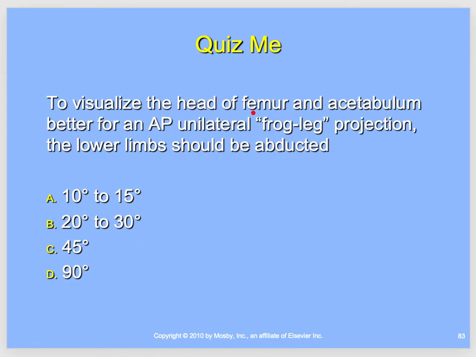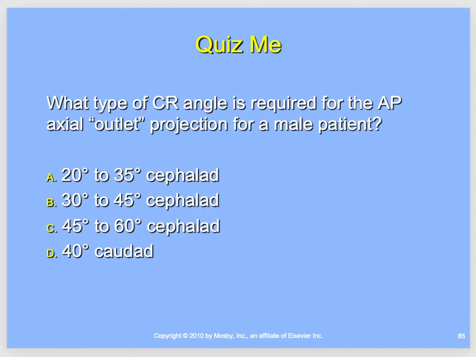So to visualize the head of the femur and acetabulum better, in an AP unilateral frog leg projection, the lower limbs should be abducted how much? To visualize that better, we know that we're going to get to that 90 degree abduction. So 90 degrees for the head of the femur and the acetabulum.